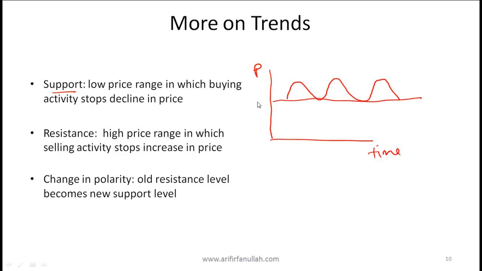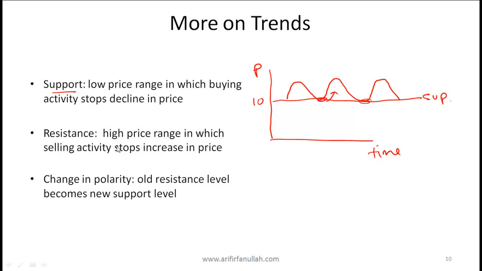What this is saying is that this is a low price range, let's say it's $10, where when a stock hits approximately this price, there is lots of buying activity because people think that at $10 this stock is cheap. So that buying activity stops the downtrend and causes the stock to go up. So this line is called the support line.